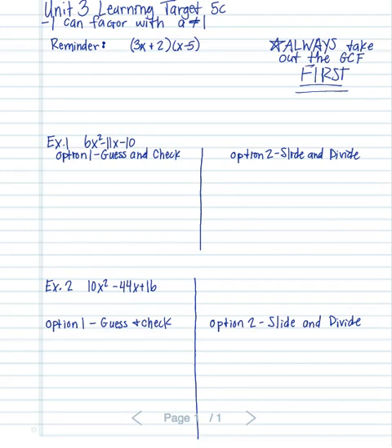Unit 3, Learning Target 5c: I can factor with a not equal to 1. So what we're going to look at today is what do we do when that first number isn't 1, because that's all we've dealt with so far. So quick reminder, something that looks like 3x plus 2 times x minus 5.